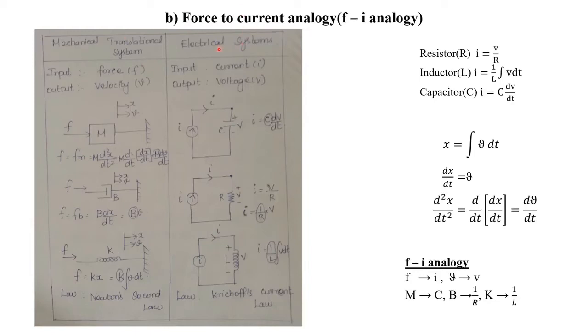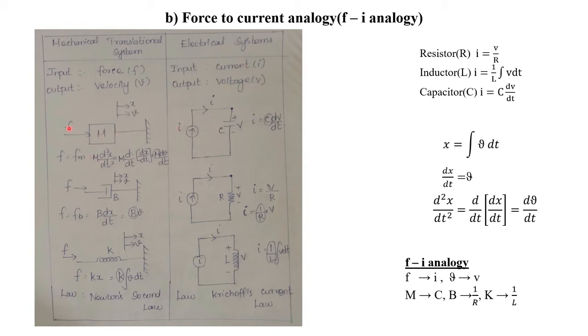Okay, so in force to current analogy, in mechanical translational system we are considering the input as a force. In electrical system we are considering the input as a current. In a mechanical translational system what will be the output? That is rate of change of displacement, that is nothing but velocity. And in electrical system the output will be a voltage, because we consider the input as a current. Now we are going to transform each and every element one by one.